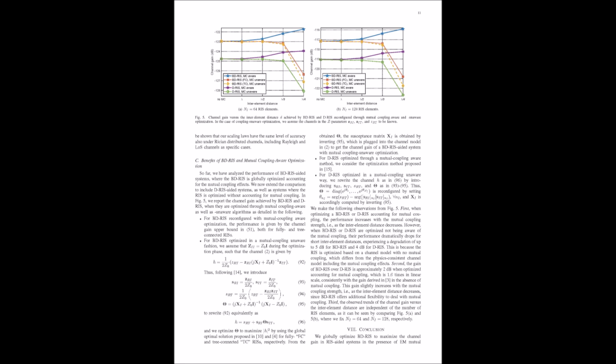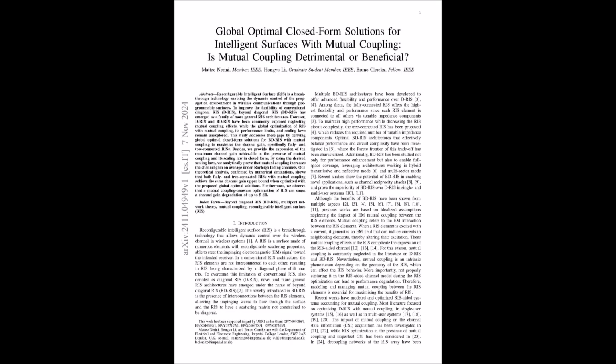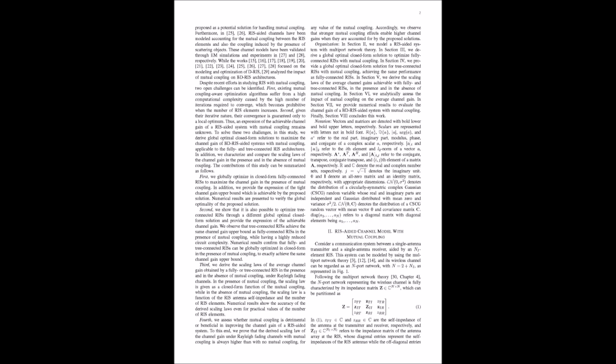Exactly. How do they actually calculate this average? They take the expectation of the channel gain upper bound expression. Essentially, they're averaging over all possible channel realizations, considering the randomness inherent in wireless channels, to see what the typical channel gain would be for a given number of RIS elements. It's like simulating thousands of different scenarios. Exactly. To see how the system performs on average, considering the unpredictable nature of wireless signals.